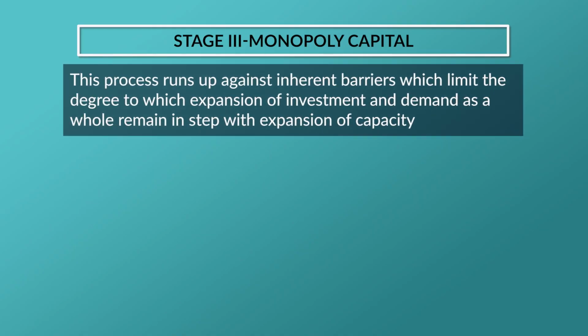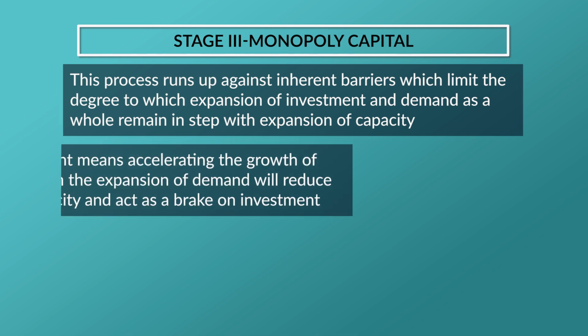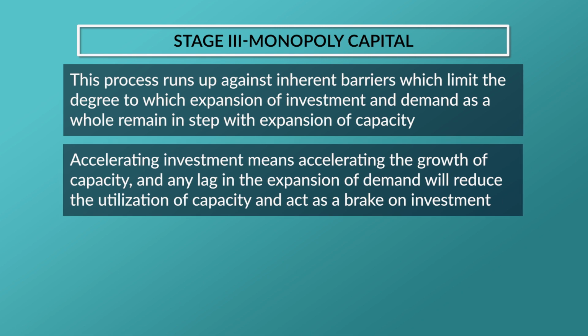This aspect of the accumulation process is equivalent to that which characterizes the upswing of the cycle in the stage of absolute concentration. This process runs up against inherent barriers which limit the degree to which expansion of investment and demand as a whole remain in step with expansion of capacity. Accelerating investment means accelerating the growth of capacity, and any lag in the expansion of demand will reduce the utilization of capacity and act as a brake on investment. The result is the familiar downward spiral of investment, production, capacity utilization, and profit. The fall in the rates of utilization will depress the rate of profit by inflating the capital-labor ratio.